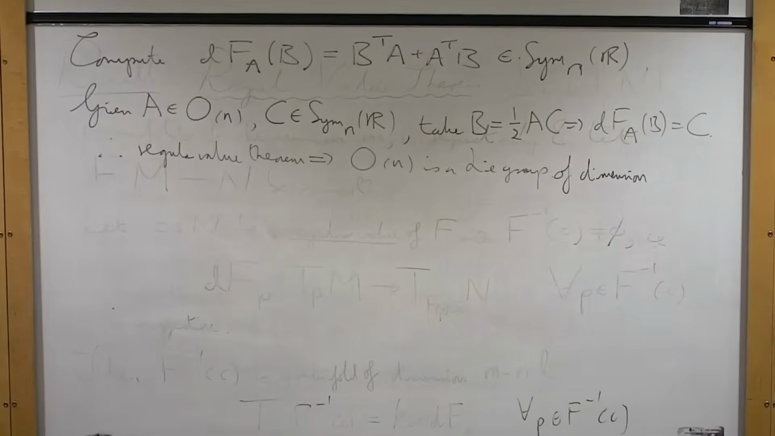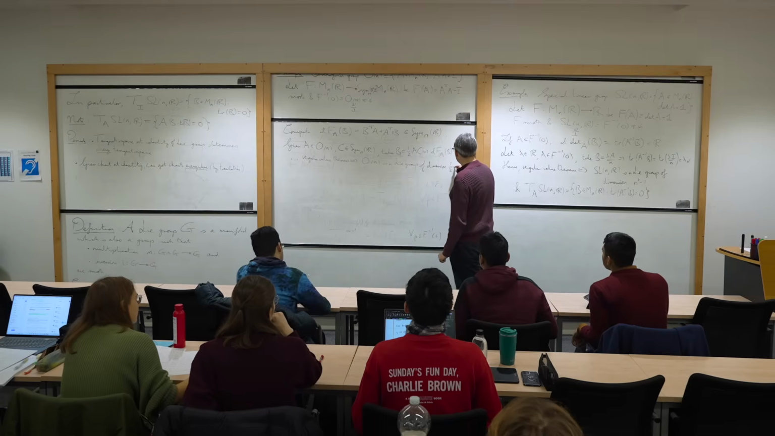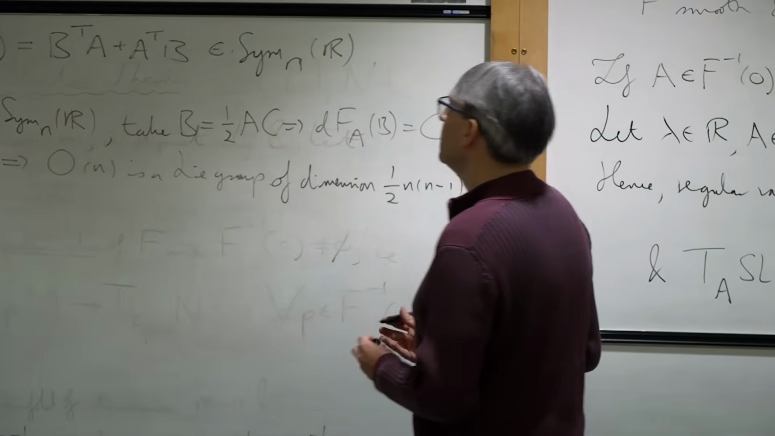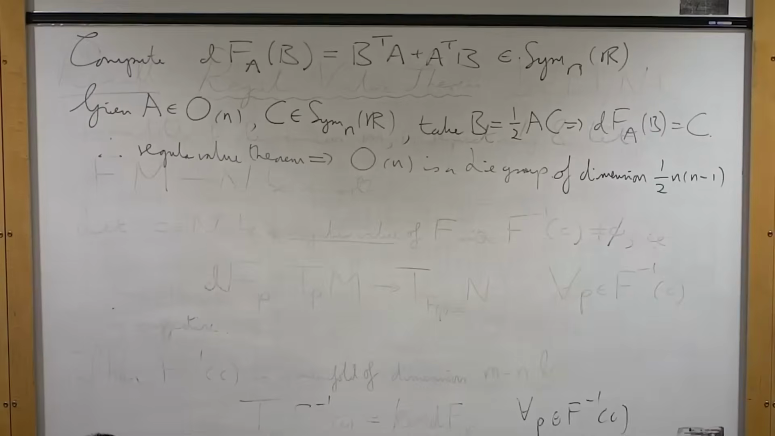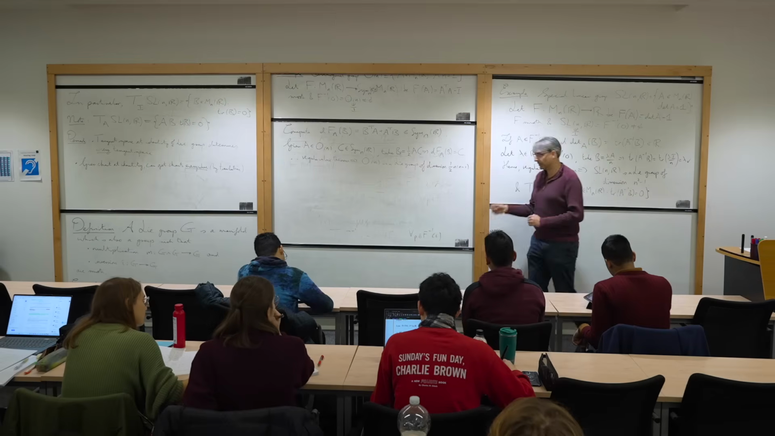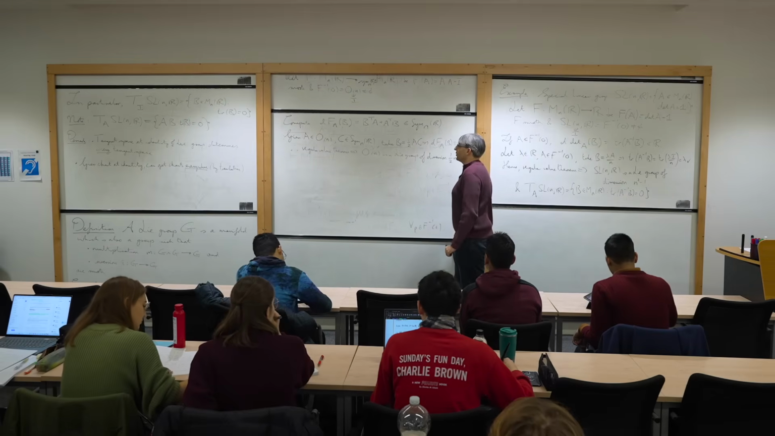Someone else, just for variety. N squared minus n choose 2, maybe? Yeah, n choose 2, exactly. Half n minus 1, exactly. N choose 2, that's right. Because the symmetric matrices have dimension half n plus 1, and we have to subtract that from n squared. So that's right, precisely. Very good.